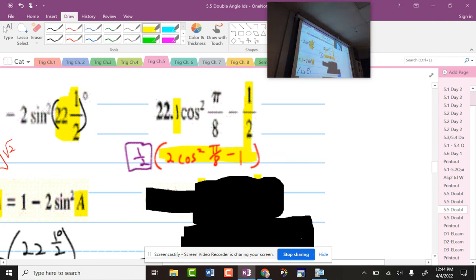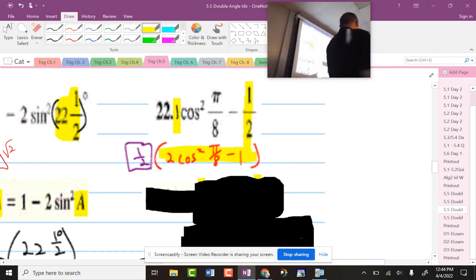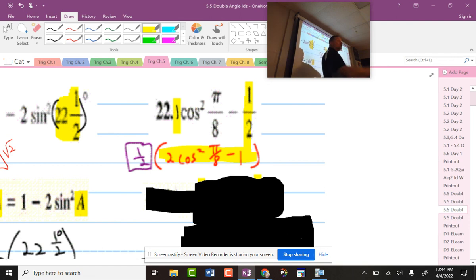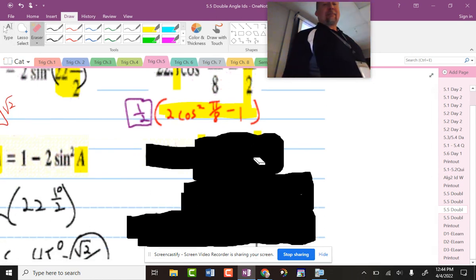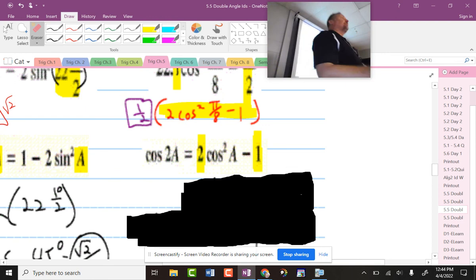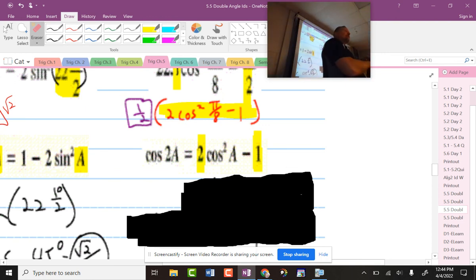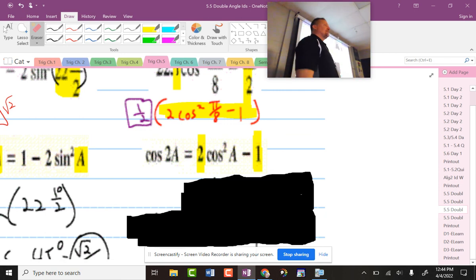Cosine 2 who? What's 2 times pi over 8? Pi over 16? 2 pi over 8. The 2 and the 8 cancel. What does that become? Pi over 2 goes in 8 how many times? 4. But pi over 4, what is that? What kind of angle measure is it? 45.